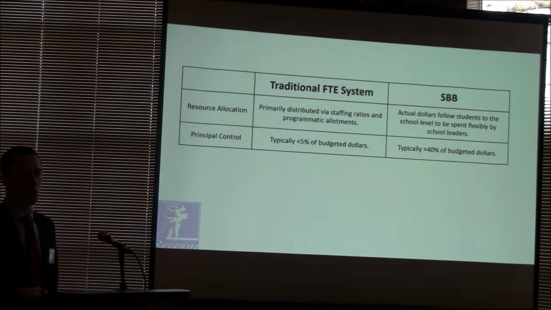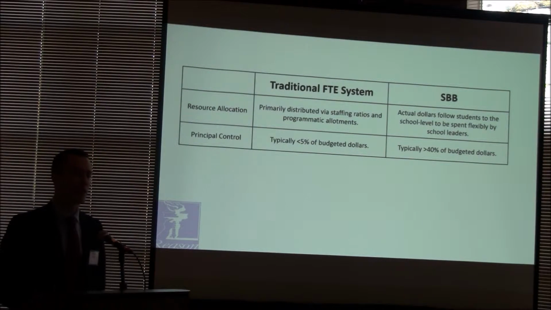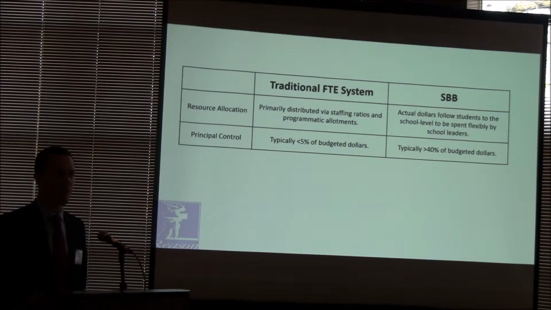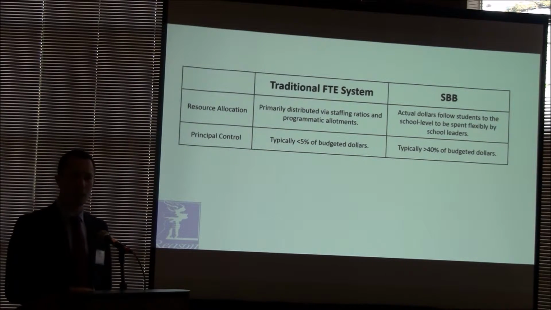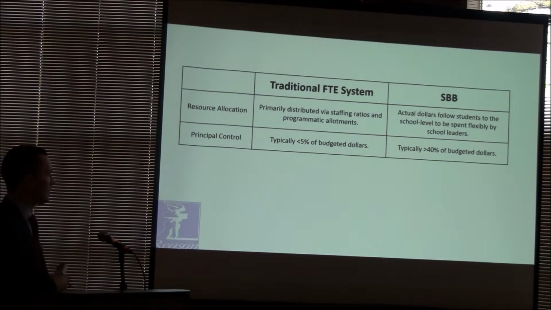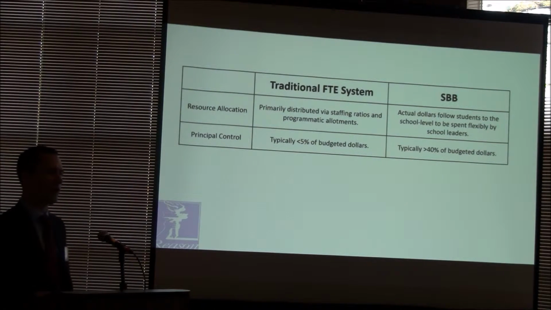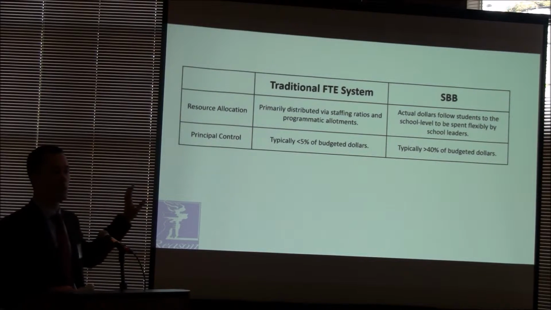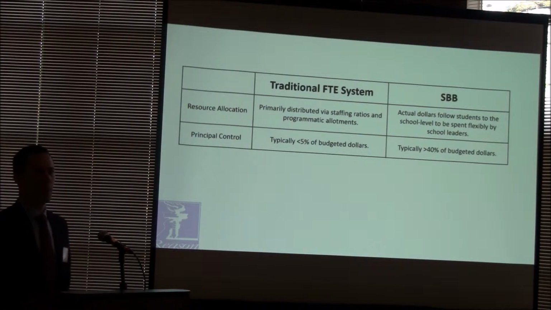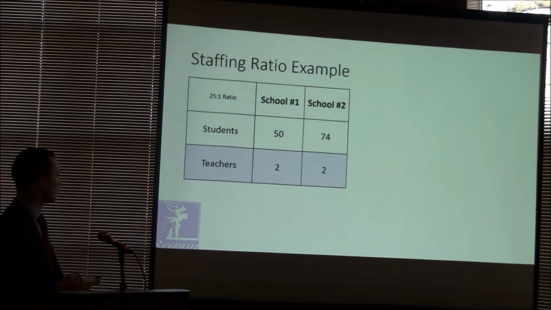And in terms of principal control, a traditional budgeting system will give principals about 1 to 5% autonomy over how they spend their funds. Compare that with student-based budgeting, SBB gives principals typically around 40%. So that range varies based on implementation, based on the district, but you might see that number anywhere between, let's say, 22% to maybe 50 plus, but typically it's around 40%. So obviously principal control is a big part of why a district might transition to student-based budgeting.